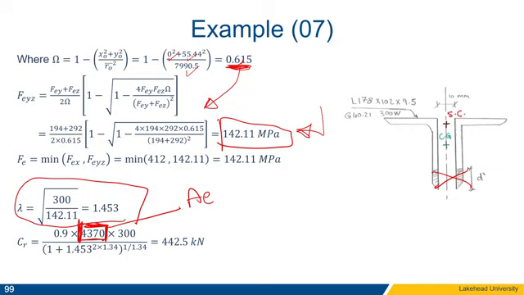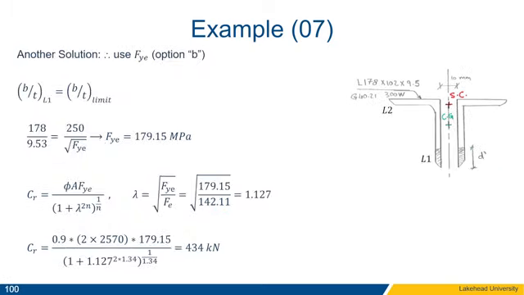Okay? I also solved the same exact example by working with the effective yield stress, not the area. And you'll find that nothing will actually change except for the calculation of the CR. So FEX, FEY, FEZ, all those calculations will just remain the same except for the substitution of the lambda and the CR. And that's exactly what we have in this other option B.